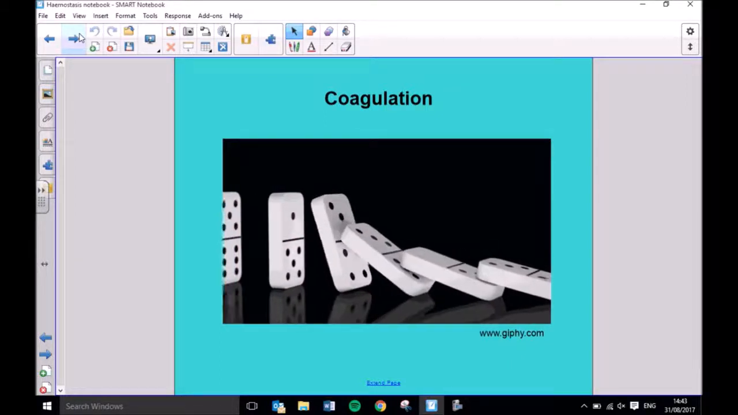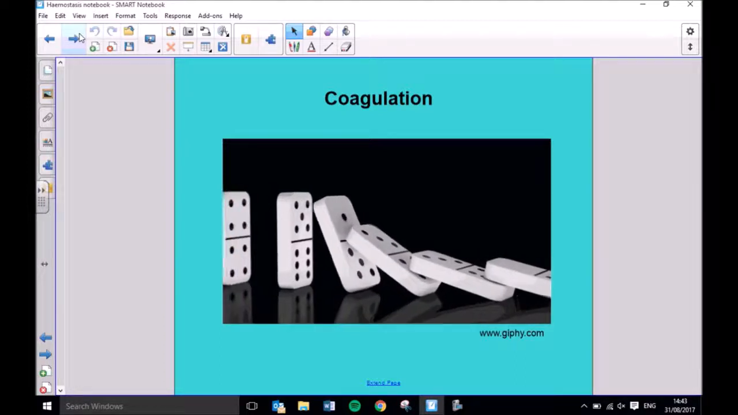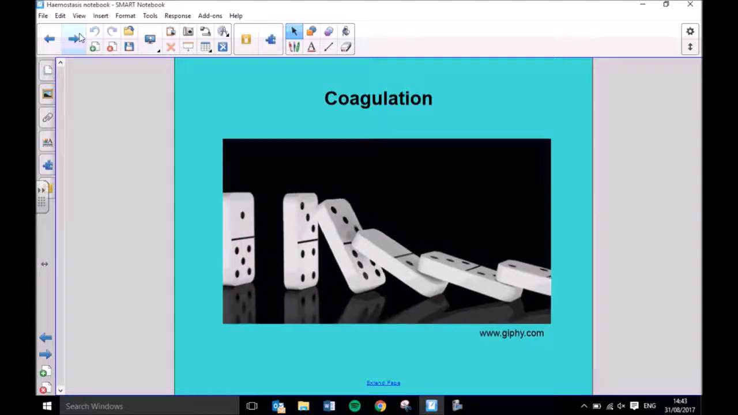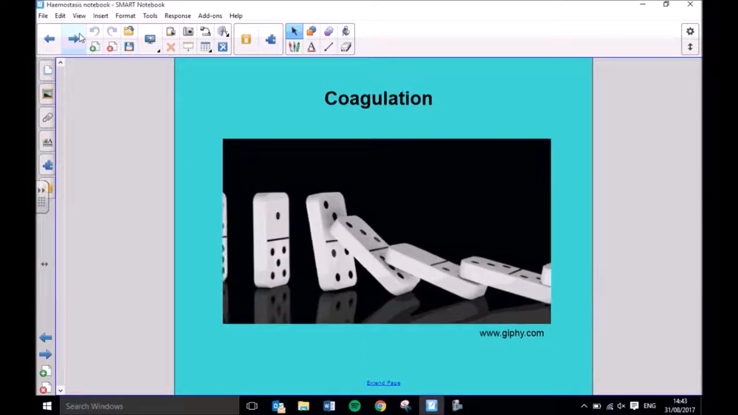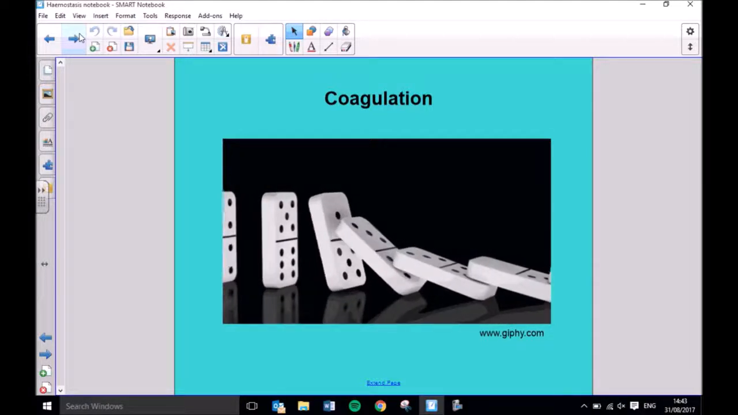So I want to look a little bit about the cascade, but we are not going to focus on the names or the numbers of the factors. Okay? As long as you understand that there are multiple factors in each process, that's the important thing.